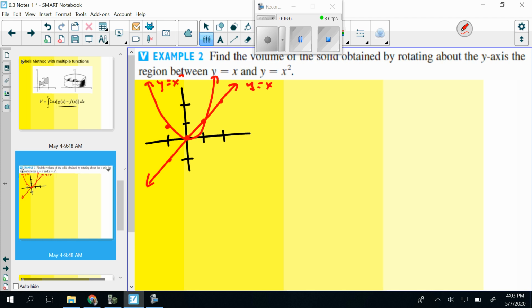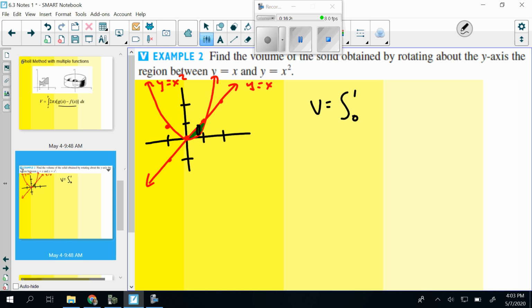So that's y equals x squared. So where's the area in between? Looks like we're looking at that little area right there. All right, so now, like we've been doing on these other ones, let's set it up. Volume equals, this one clearly we can see is from 0 to 1.